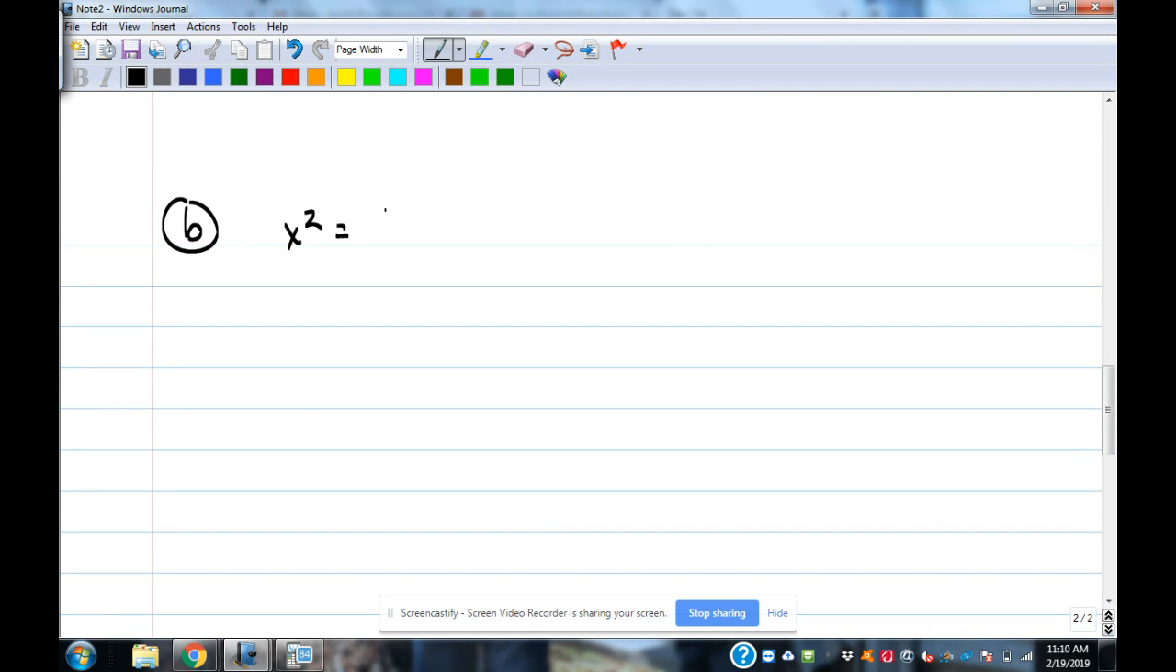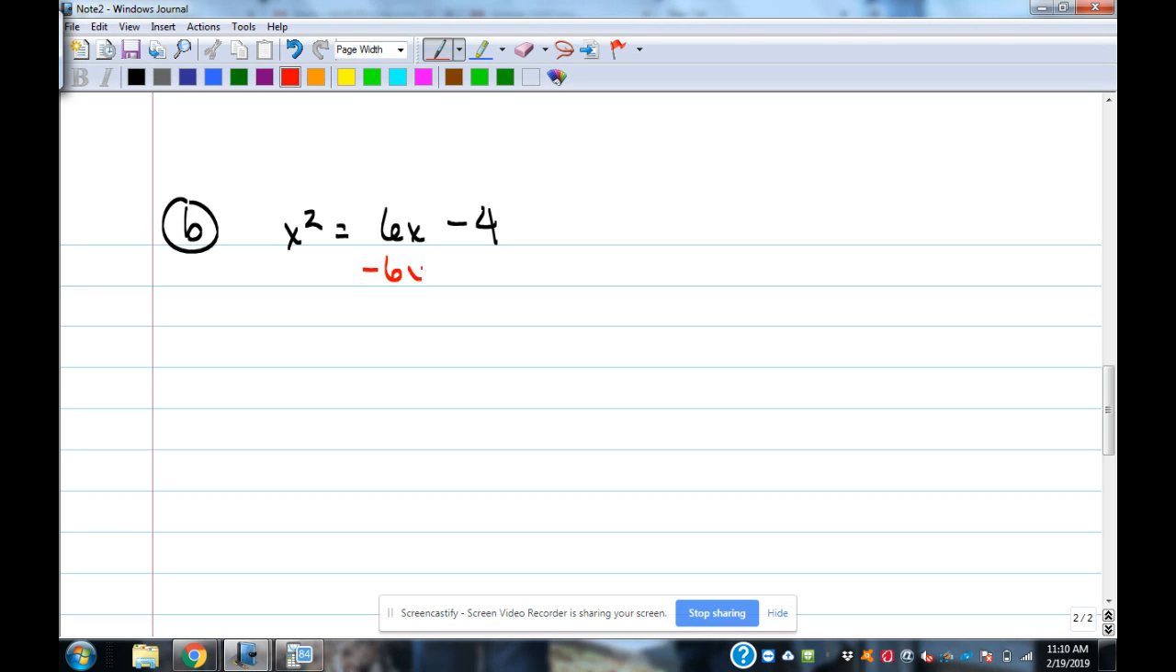x squared is equal to 6x minus 4. We're going to find the discriminant and then solve it. So what do we need to do first? Get it equal to 0. So what direction do we want to go? Okay, that's absolutely fine. Move the 6x and the 4.